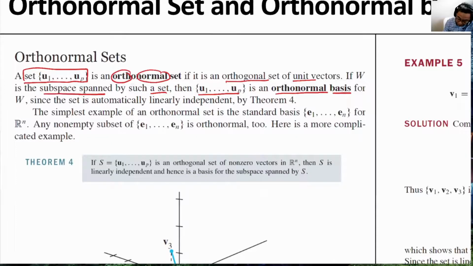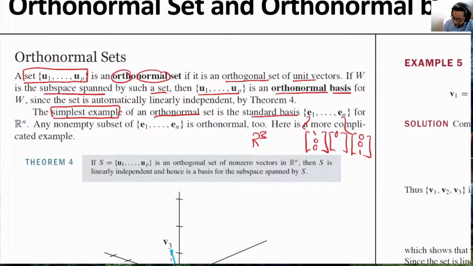The simplest example of an orthonormal basis is the standard basis, where e1 is 1, 0, 0, and then, for example, the last one is 0, 0, 1 for the R3 standard basis, and e2 is of course 0, 1, 0.